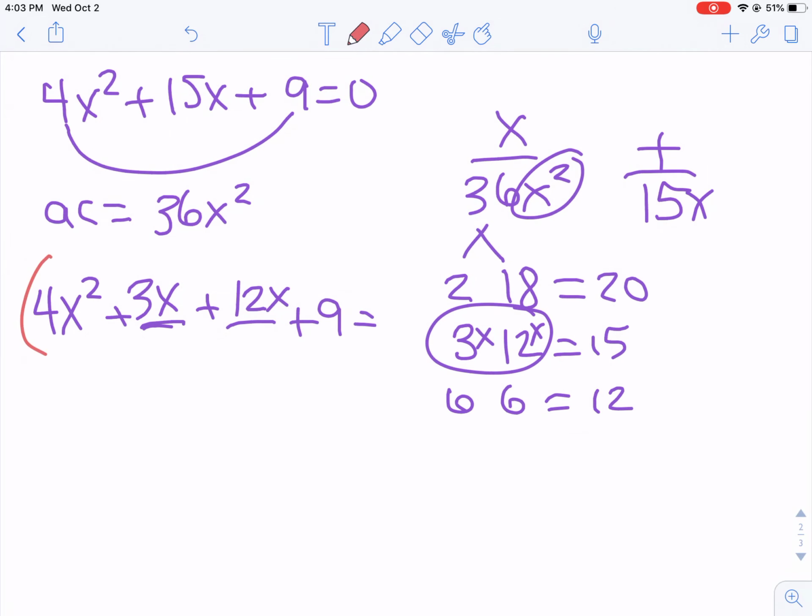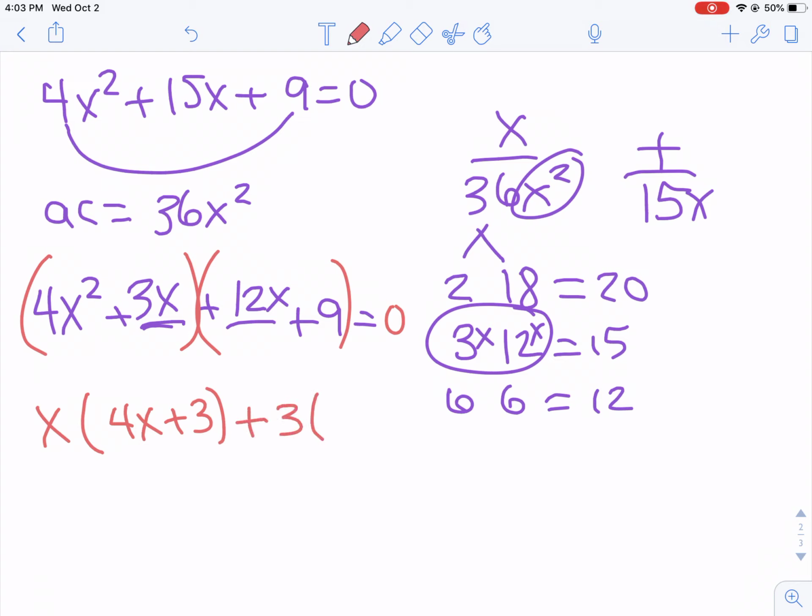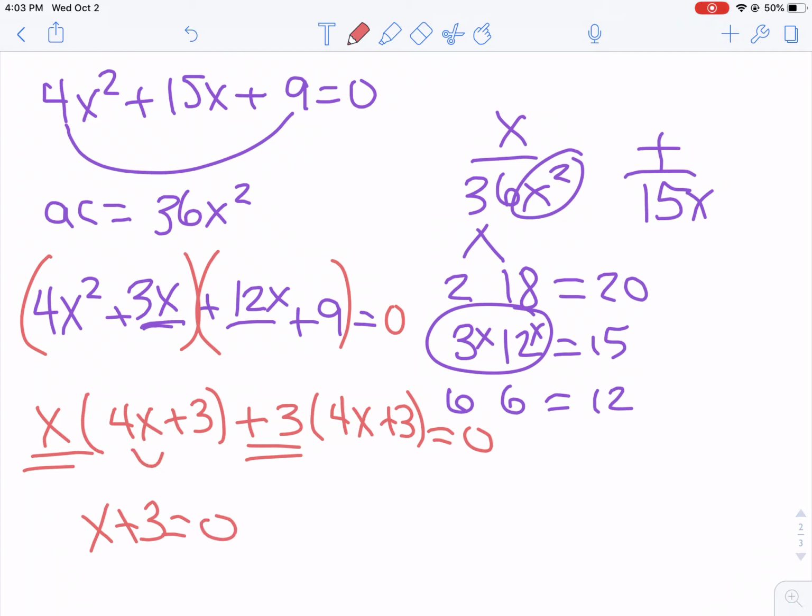So now we group the first two, group the last two. If I group the first two, I take a GCF out and I get x, and that leaves me with 4x plus 3. The GCF of the last two is 3, and I should get 4x plus 3 inside. What is on the outside becomes one of the factors, so x plus 3 equals 0. What is shared, which should always be shared, is 4x plus 3 equals 0.